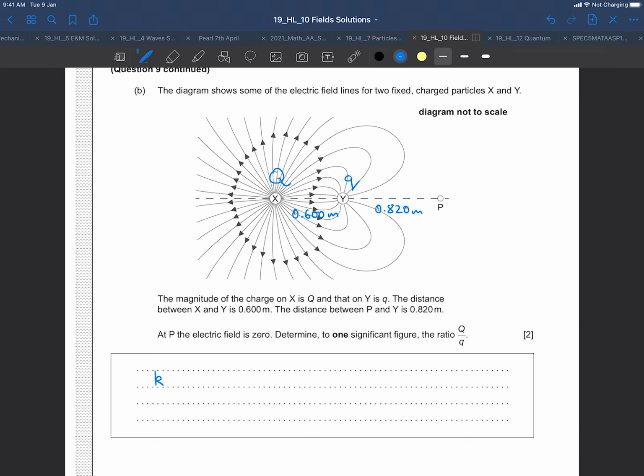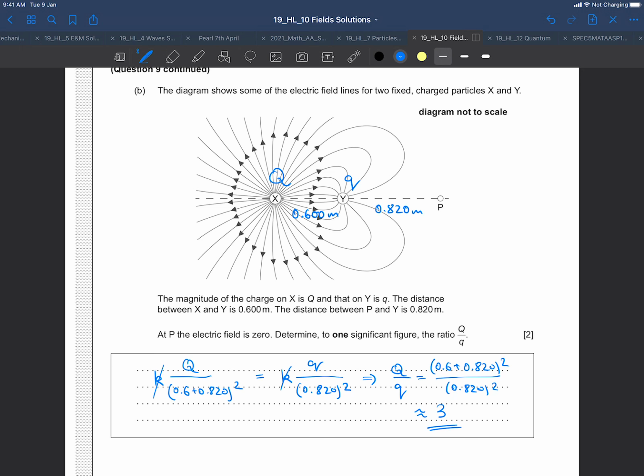So we can write down that the magnitude of the electric field strength due to x at that point is going to be kq over the distance to p from x, which is 0.6 plus 0.820, and that has to be squared. So that magnitude is going to equal the electric field strength due to y at p, and that's going to be this. Use the same formula, and then you can see it's relatively straightforward to get the ratio. k cancels out. Just need to do this calculation, and that gives you around 3.